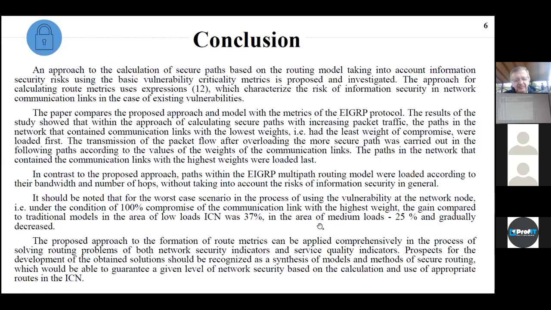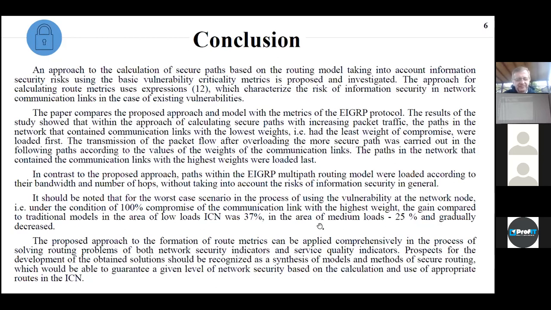Linear programming methods implemented in the MATLAB optimization toolbox were used to solve the secure routing optimization problem. The advantage of our approach is that the calculation of route metrics uses a special expression which characterizes the risk of information security in network links in accordance with the recommendations of NIST, taking into account different types of damages.